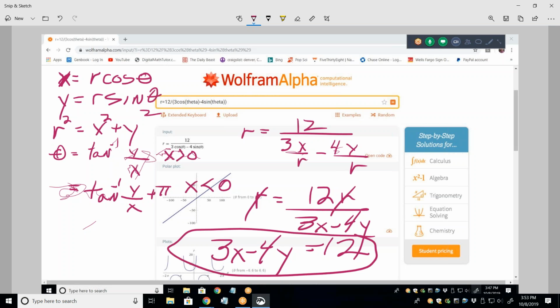In fact, the really easy way to graph this is to let x be 0, and you can see the y-intercept is minus 3. Let y be 0, you can see the x-intercept is 4. So those are the only 2 points I need to graph this straight line that's up there. I see. Okay. So I think this is probably the easier way to do it. I think so.